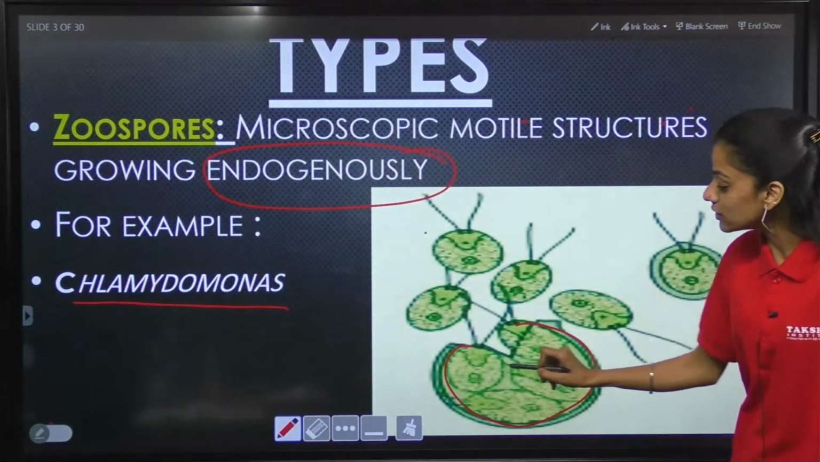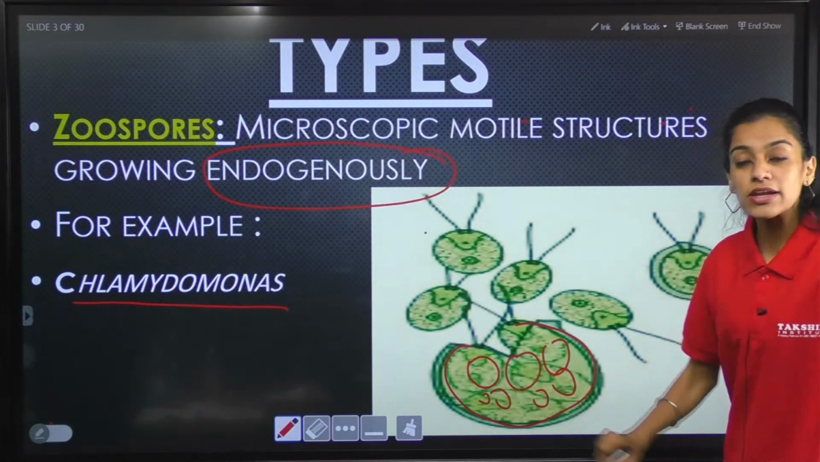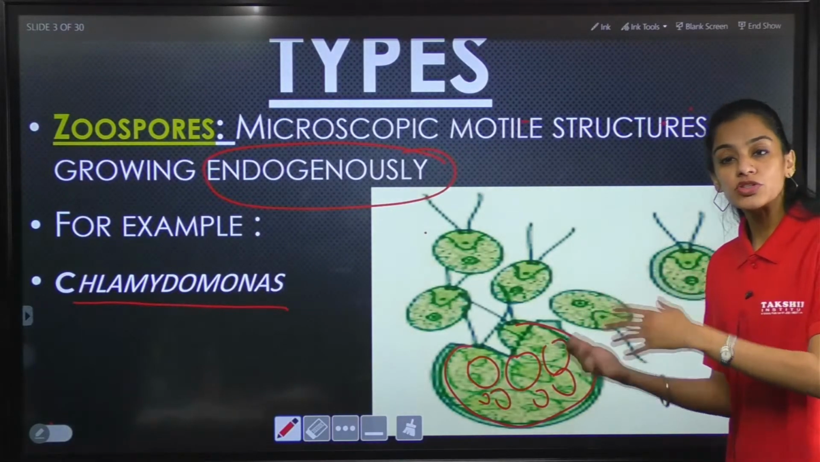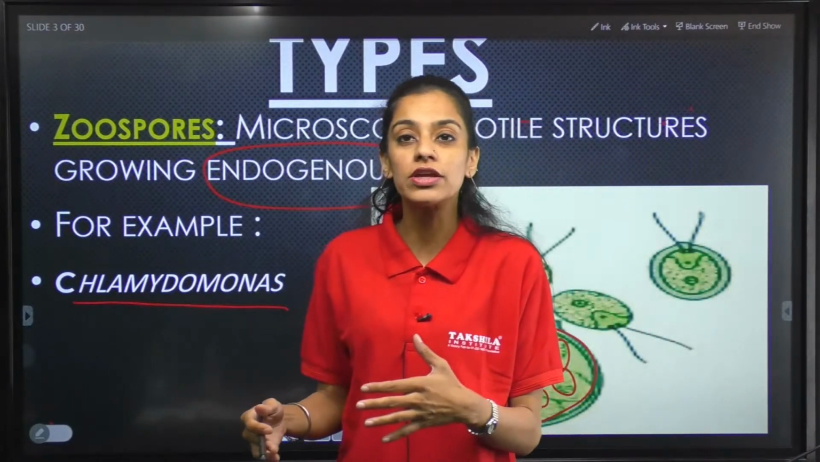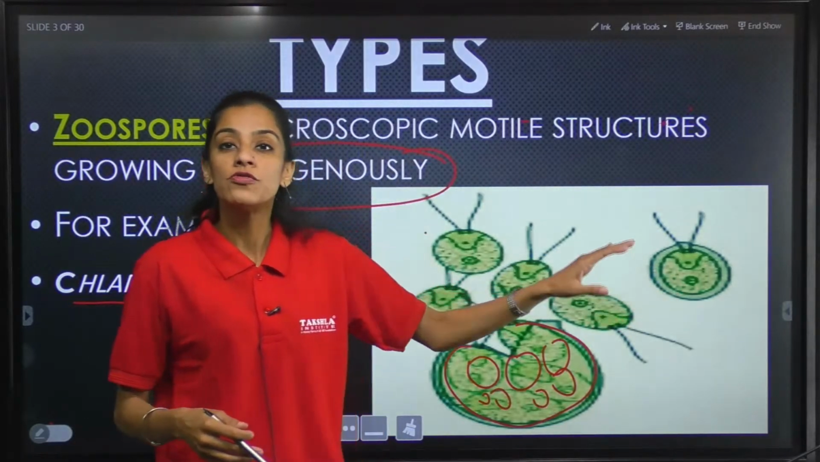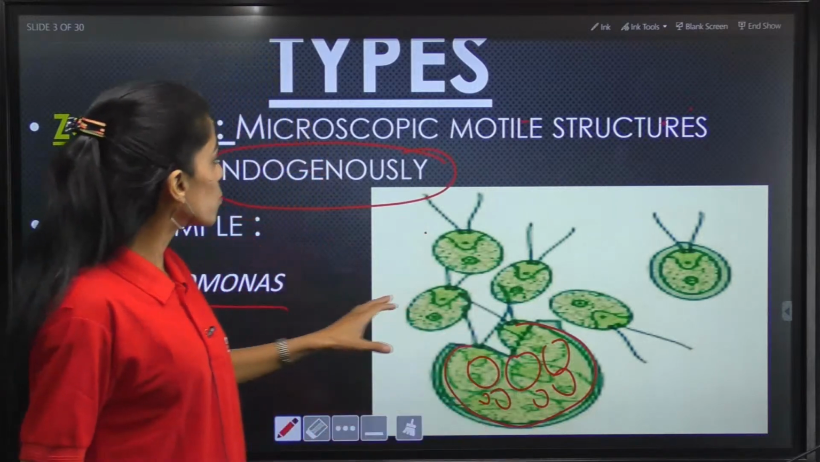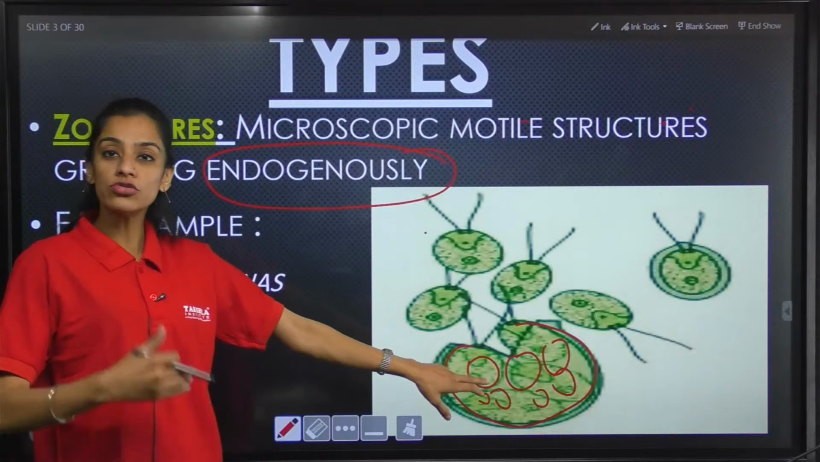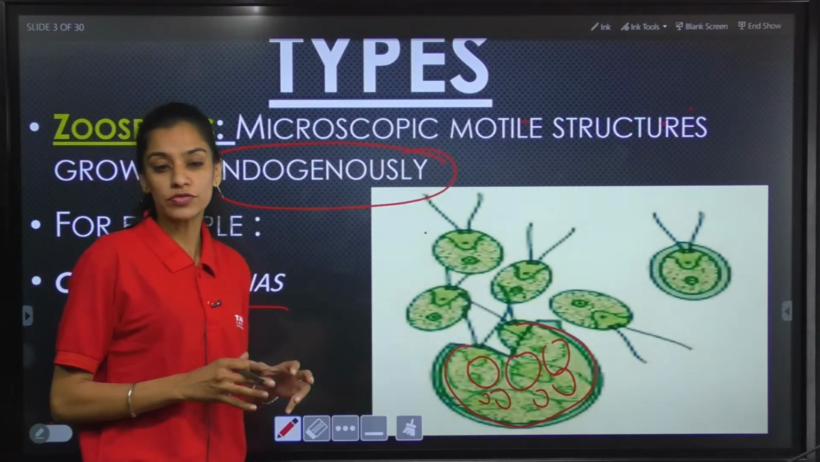Many zoospores start forming inside its body. Upon the onset of favorable conditions, when they have matured enough, they will burst out from the body of the Chlamydomonas, and each one of them is capable of forming a complete new organism. So these are the things you have to remember: they grow endogenously, meaning they grow inside the body of the organism.